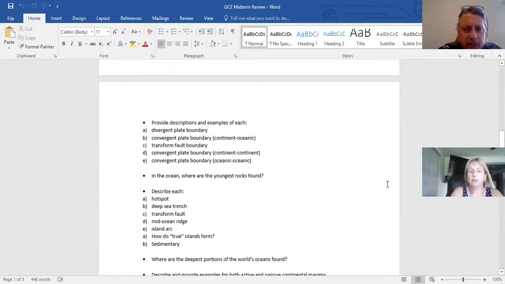Boundaries. Plate boundaries are important. Remember, there's three: divergent, convergent, and transform. We went through a plate tectonics map. So go through the plate tectonic map and familiarize yourself with your convergent and divergent boundaries.